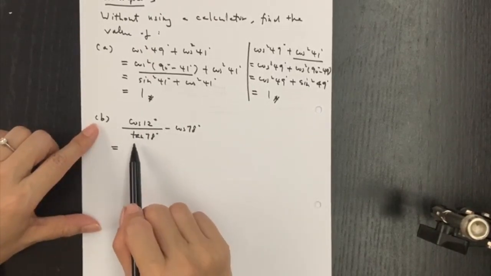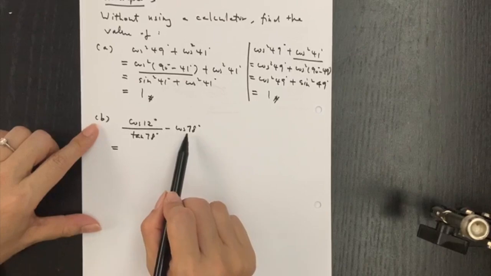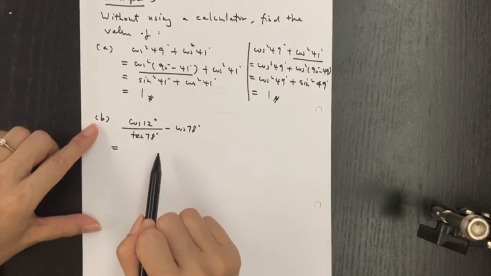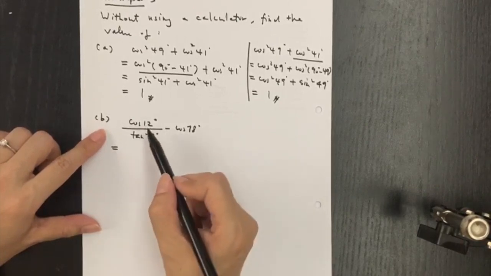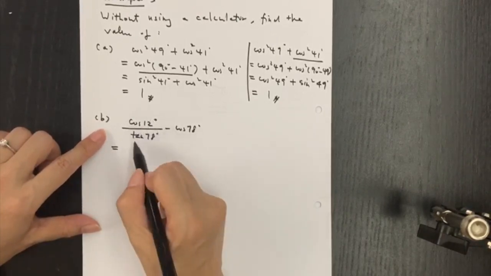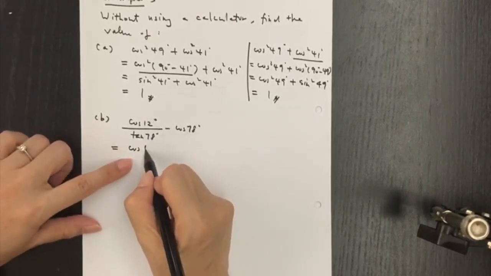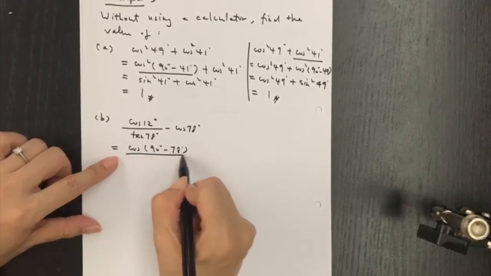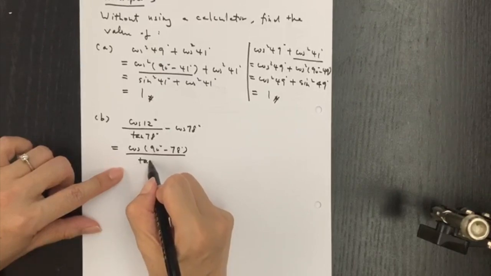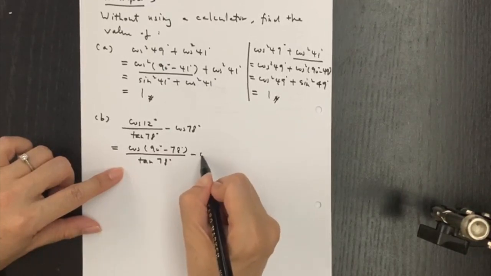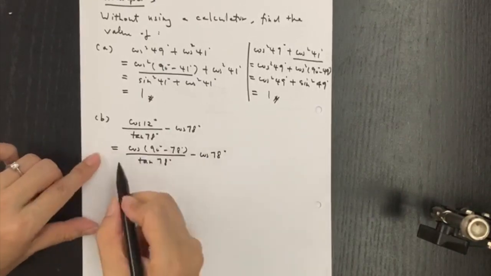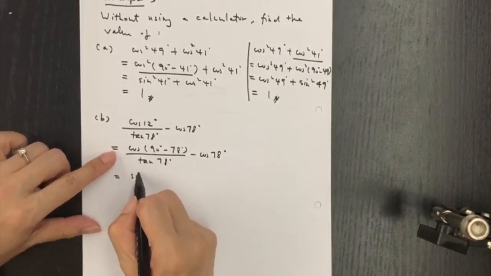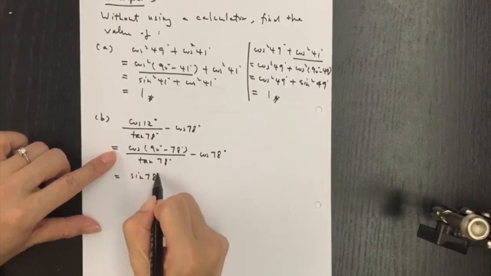Okay, next, how about this one? Cosine 12 degrees over tangent 78 minus cosine 78. 12 and 78 are also complementary angles. Now, I'm going to change this 12 into 78, so that cosine 12 is equal to sine 90 minus 12, which is sine 78. So I get sine 78 over tangent 78 minus cosine 78. Therefore, for this, on top is sine 78.